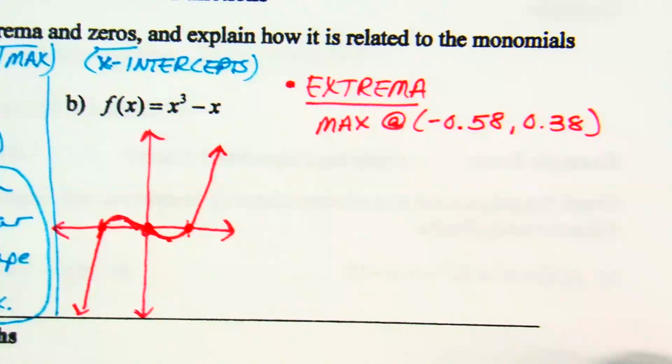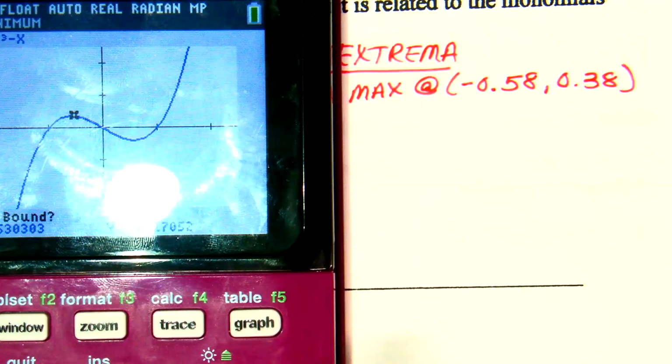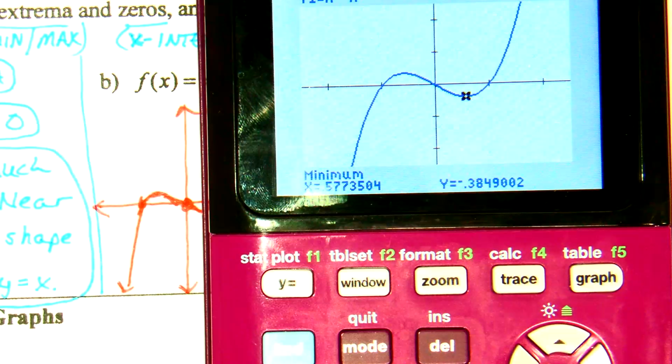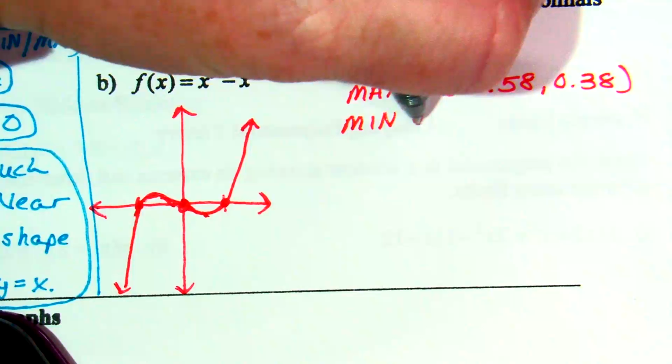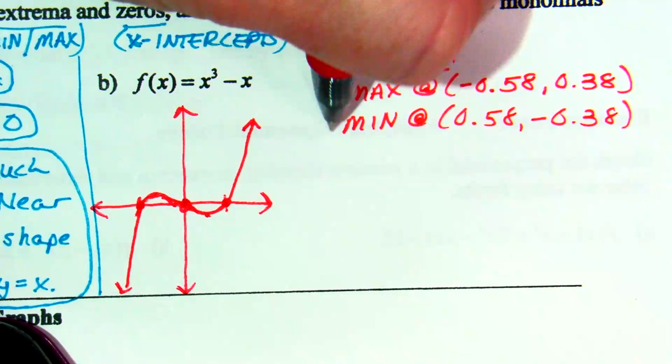Sorry, you guys can't see what I wrote there, can you? Hopefully you're listening. And I can do the same thing to find my min, yes? Pick minimum this time. Left bound. Right bound. Minimum. You guys cannot see that, can you? No surprise, though, because this graph looks pretty symmetric. My minimum is positive 0.58 and negative 0.38. So minimum at 0.58, comma, negative 0.38. Those are my extremas, my mins and maxes.